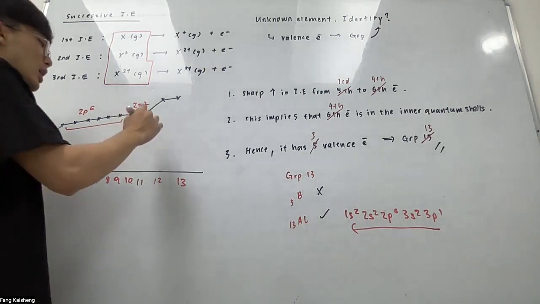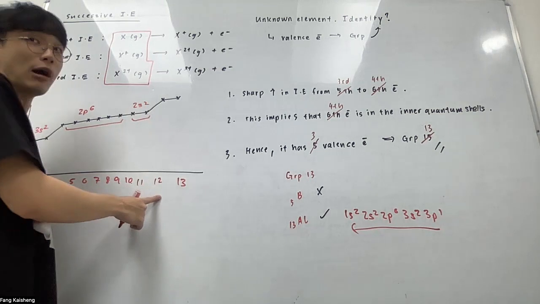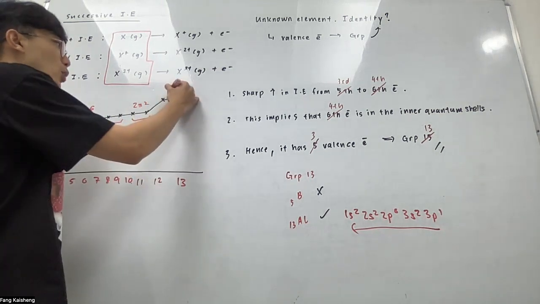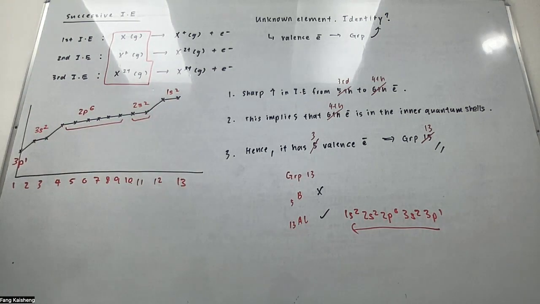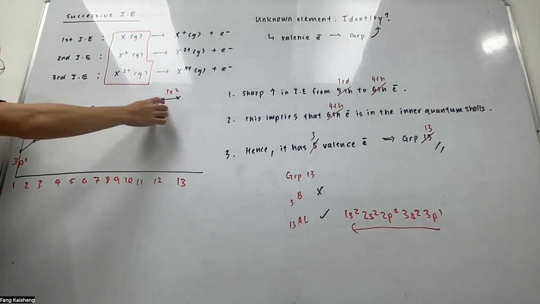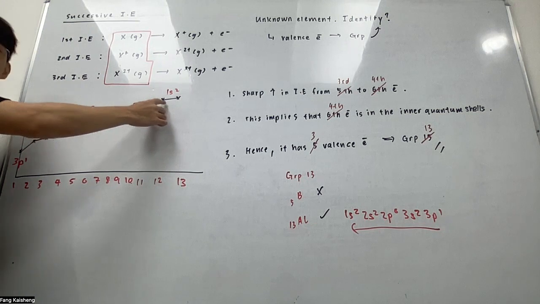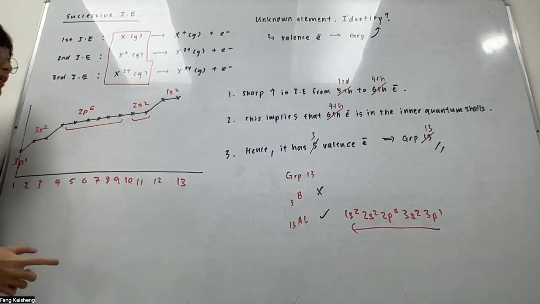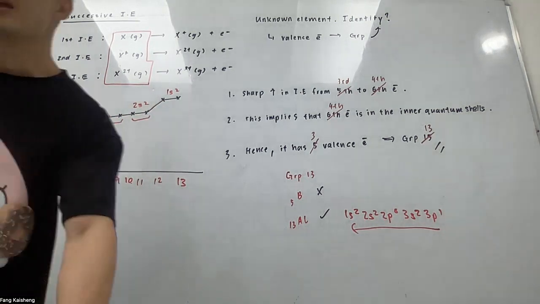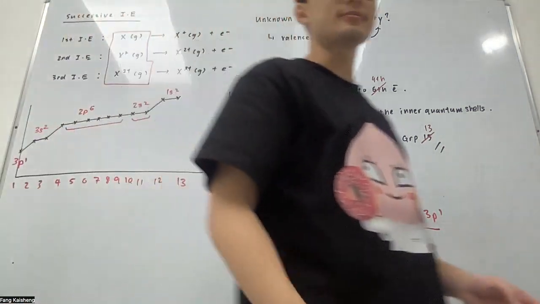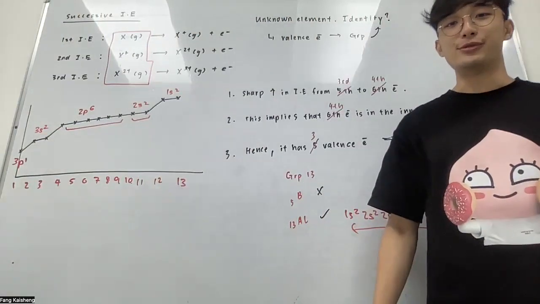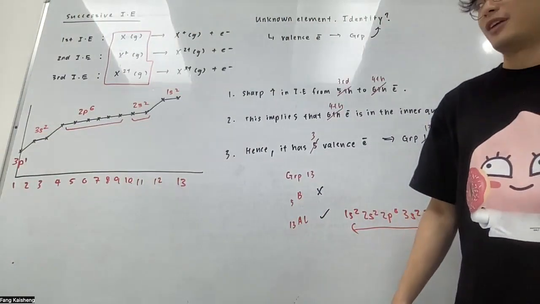Then afterwards, why is there a huge jump from 11 to 12? Because it's 1s2. It is the closest to the nucleus, so you see a massive jump also. But again, as you can see, this is not helpful to identify the element's identity. So that's it. It's good to relate to the graph also. Any issues so far?